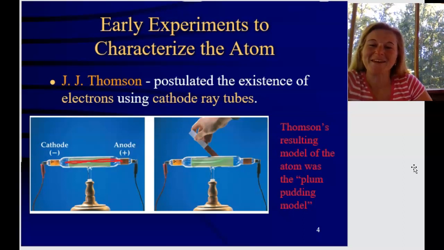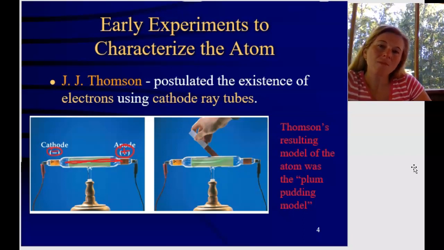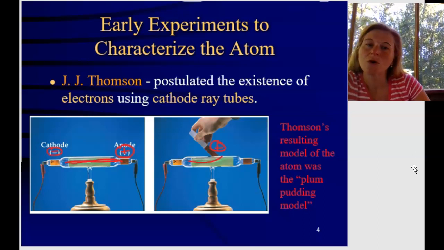It's a fun experiment. All right, so the gas lights up, and we had a negative cathode over here and a positive anode over here, and he saw that the gases lit up when they were exposed to electricity. And then he brought over a magnet, and when he put the positive end to the cathode ray tube, the electrified gas, the charged gas, turned towards the magnet.